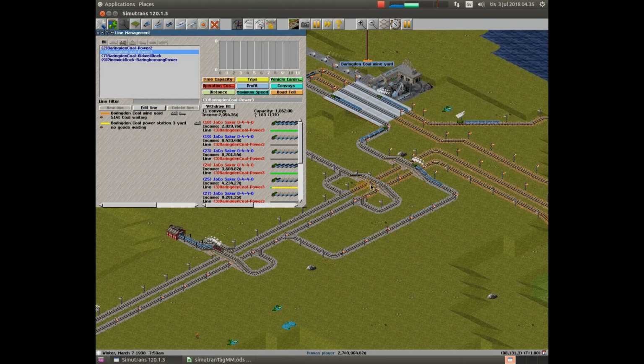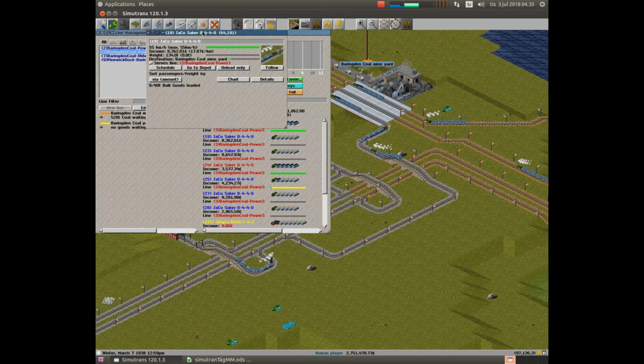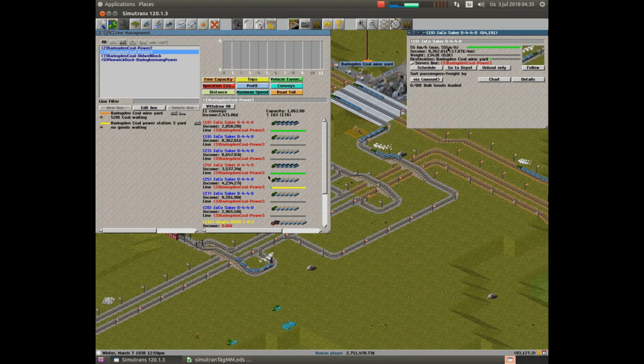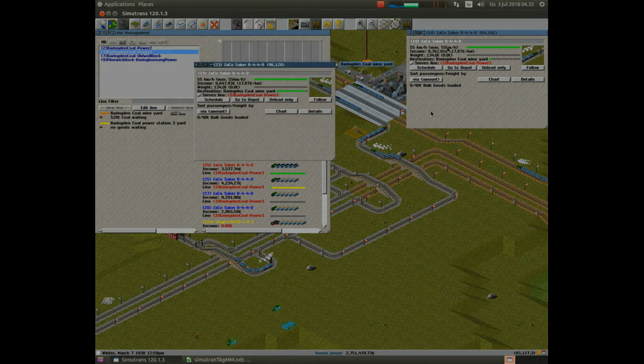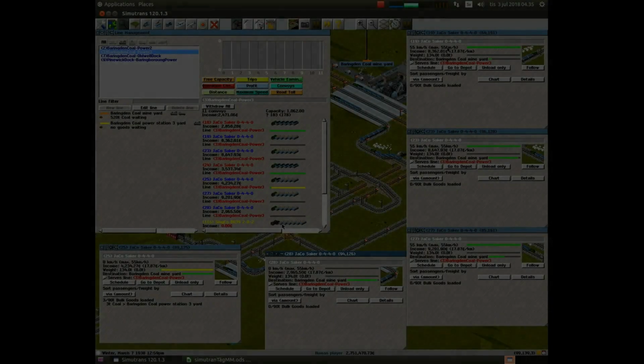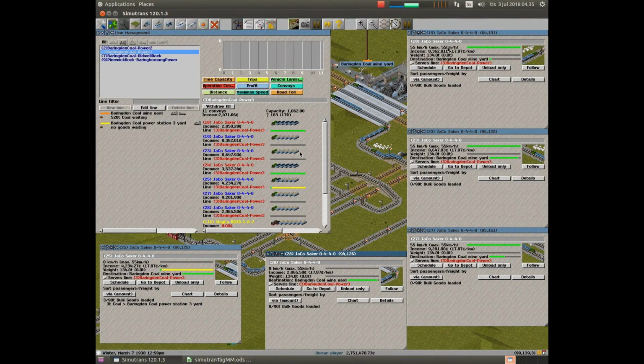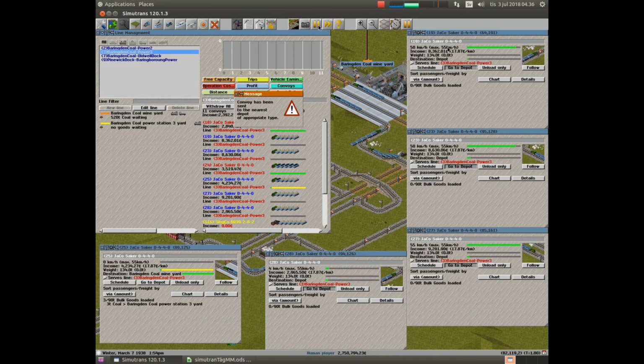So what to do with the old ones? We want to get rid of them. So I stop the time now. First I look up all old trains which are empty. I think that is all empty. 1, 2, 3, 4. Alright. And now I simply send them to the depot, so I get rid of them. Alright, they are sent to the depot.